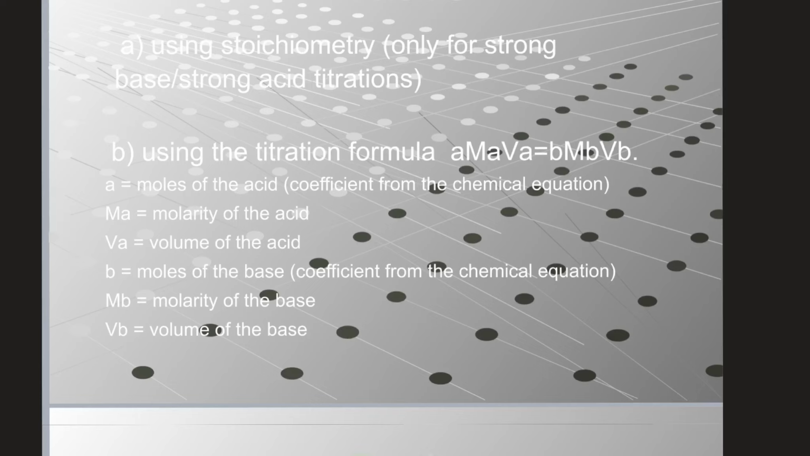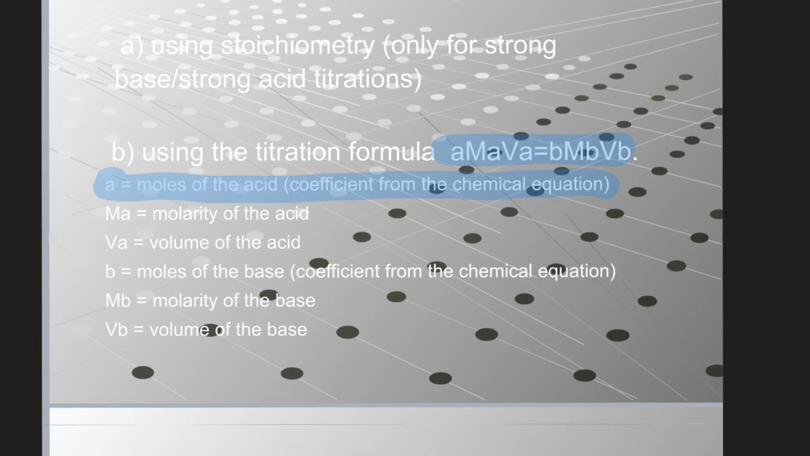It gets complicated, but we're just going to look at strong acids and strong bases. With this one, we'll simply use this equation here: AMAVA equals BMBVB, where A represents the moles of the acid. This you will find using the stoichiometry equation.